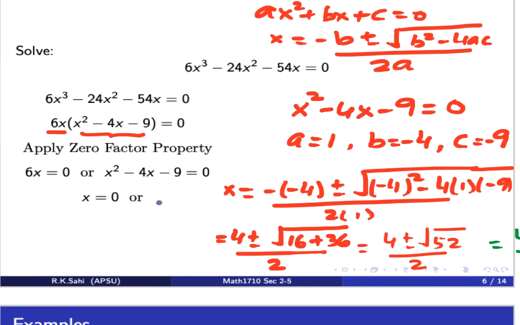So for x squared minus 9, this is x equals 2 plus minus square root 13. So the solution to this problem is either x is 0 or 2 plus minus square root 13. Now let's look at another problem.